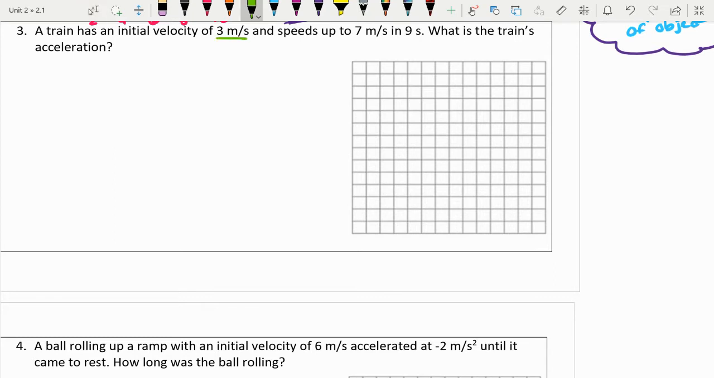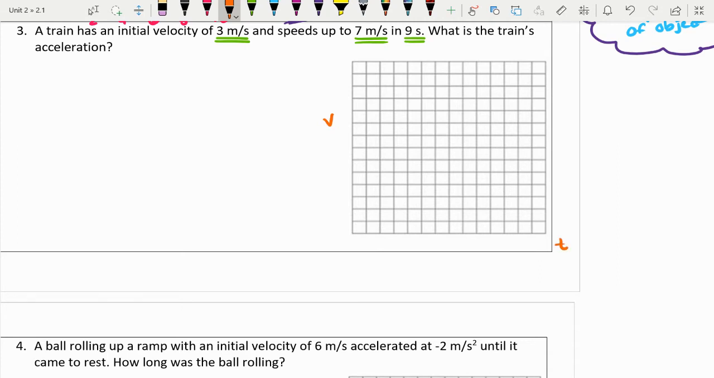Initial velocity, 3 meters per second. Final velocity, 7 meters per second. And the time is 9 seconds. So how do we do this? Well, let's see if we can graph something to figure it out. In this problem, there aren't any positions or any displacements. So doing a position versus time graph doesn't make a lot of sense. Let's go ahead and start with a velocity versus time graph.